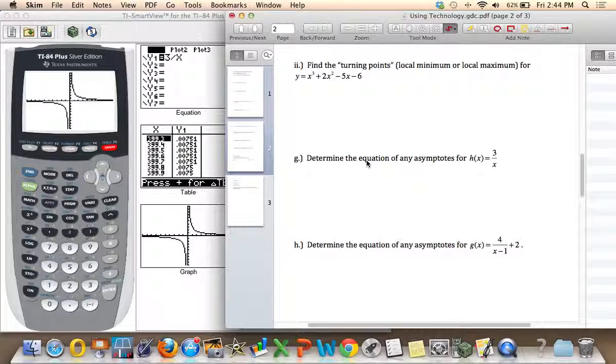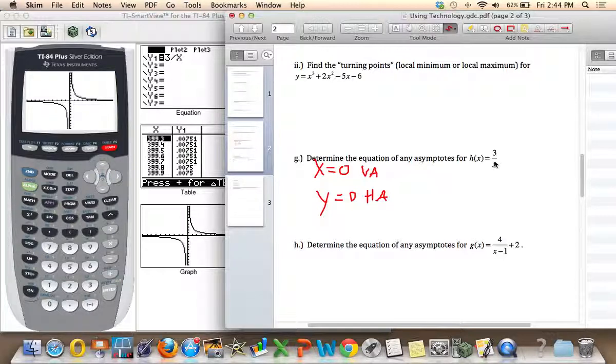If they ask us for the equation, just make sure that you are writing an equation, you're not just writing down the numbers. So we should really write down x equals 0, that's my VA or my vertical asymptote, and also y equals 0, your horizontal asymptote.